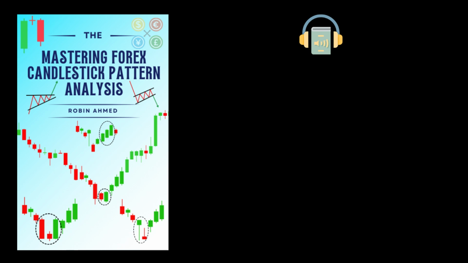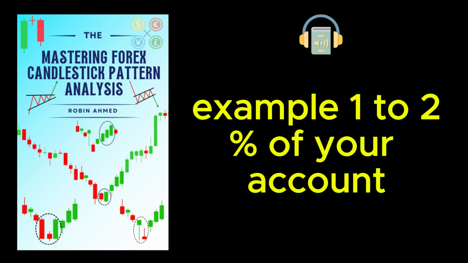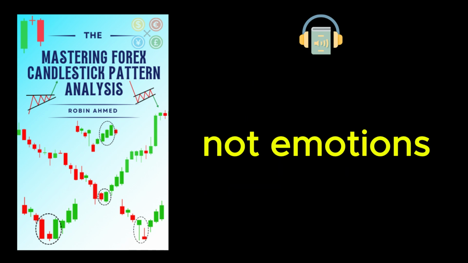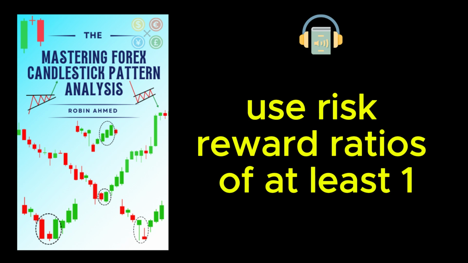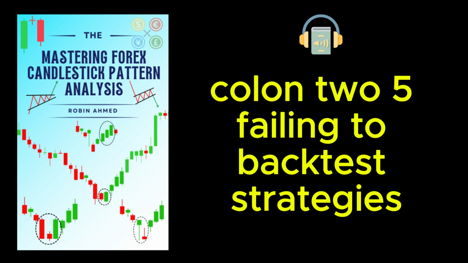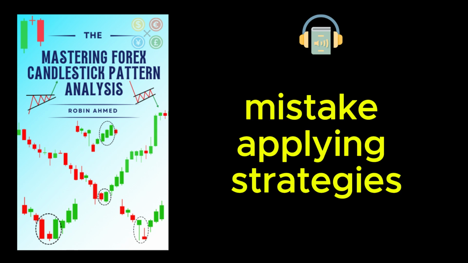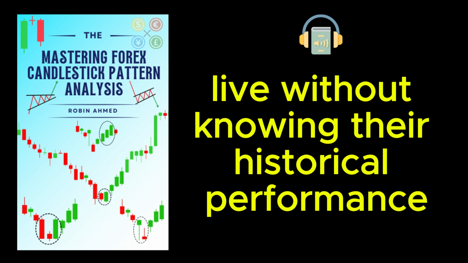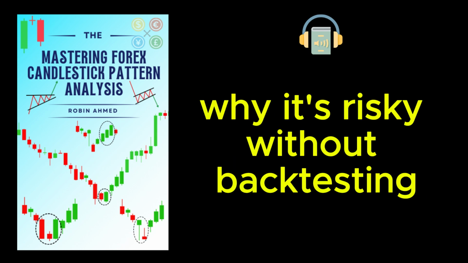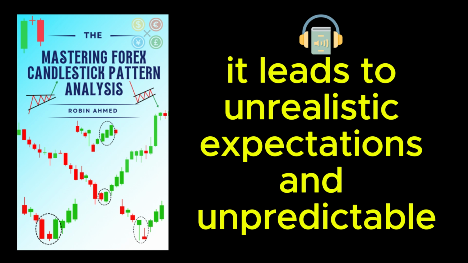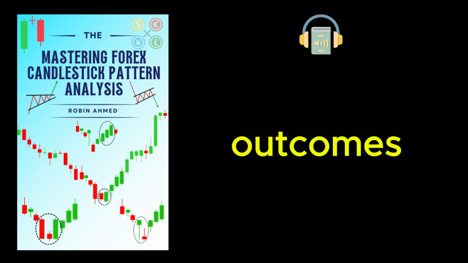How to avoid? Use a fixed risk per trade, example 1 to 2% of your account. Always set a stop loss based on price structure, not emotions. Use risk-reward ratios of at least 1:2. 5. Failing to backtest strategies. Mistake, applying strategies live without knowing their historical performance. Why it's risky. Without backtesting, you have no idea whether a strategy actually works. It leads to unrealistic expectations and unpredictable outcomes.